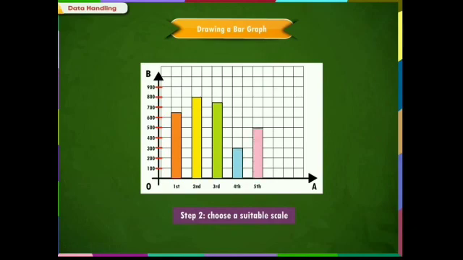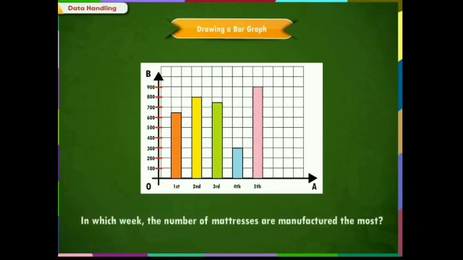Plotting in a similar manner, we get the complete bar graph. In which week is the number of mattresses manufactured the most? It is clear from the graph that in the 5th week, the number of mattresses manufactured was the most.